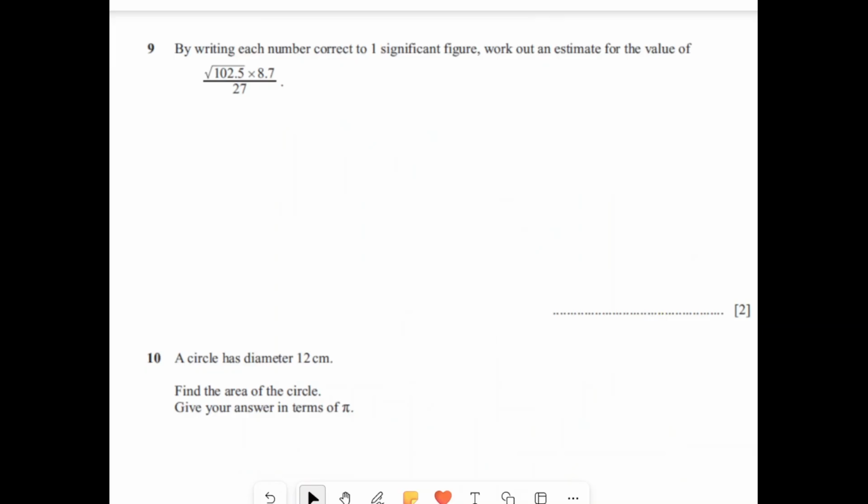Now, question number 9: by writing each number correct to one significant figure, work out an estimate for the value of this. We have to either round up or round down, but we have to fix it to one significant figure. So the square root of 102.5 can be rounded to the square root of 100, 8.7 can be rounded up to 9, and 27 can be rounded up to 30.